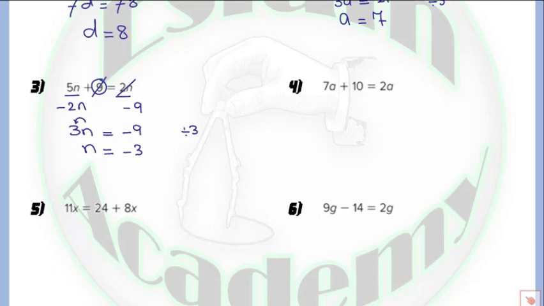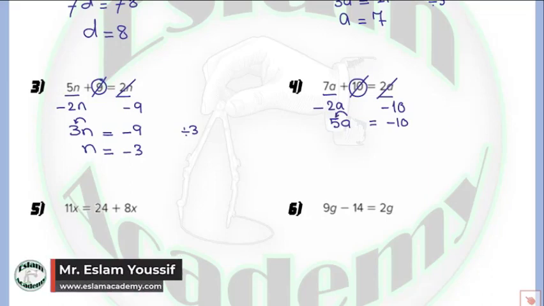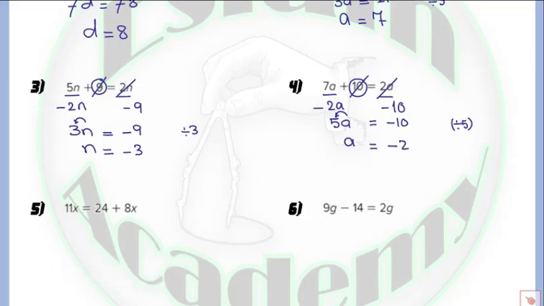In question number 4, we have the same. 7a plus 10 equals 2a. Underline the variable and circle the number. Once we have 2a at the right, subtract 2a. Now we have 10 at the left, subtract 10. Then write equal without any change. 7a minus 2a equals 5a. 0 minus 10 equals negative 10. 5a: once we have a number multiplied by the variable, we just divide by 5. Then write a equals negative 10 divided by 5 equals negative 2.